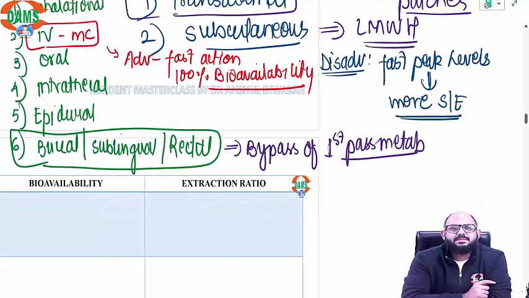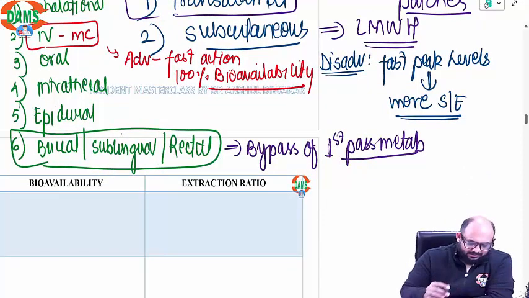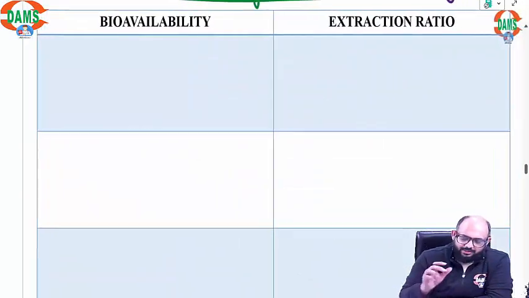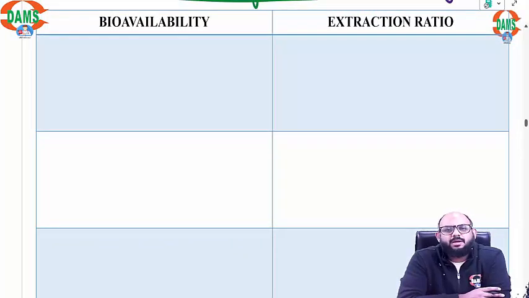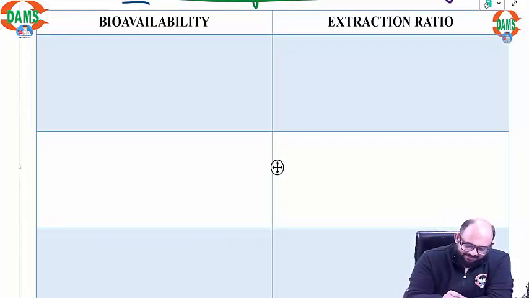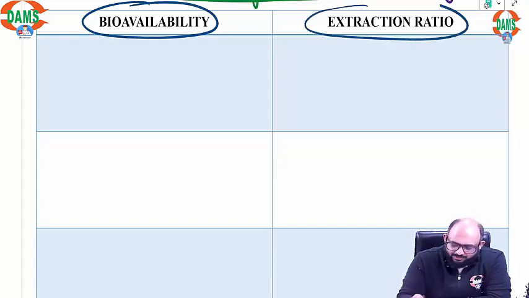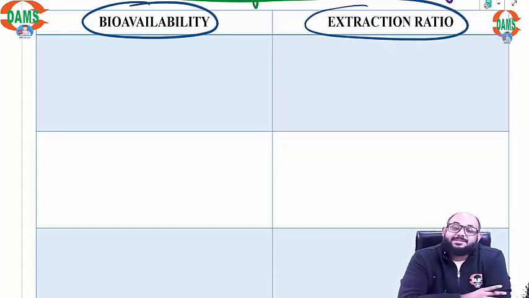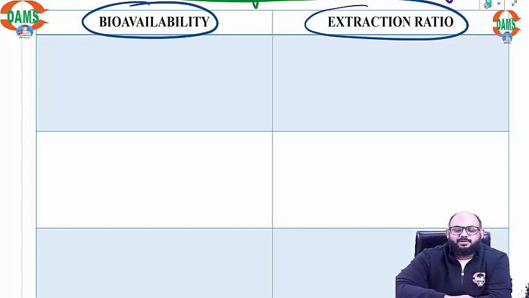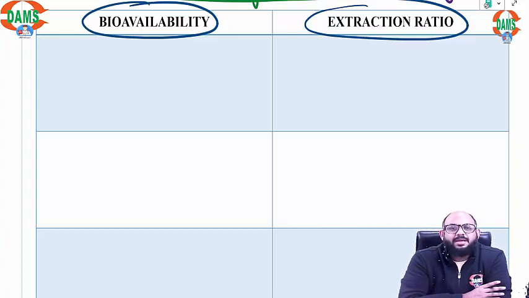Now, what is this bioavailability and extraction ratio? Now, this is not something that they have asked in theory to us, but this is definitely something that they are going to ask you in Viva. This is a very common question, especially bedside. If you have a liver disease patient, then they will always ask you bioavailability, first pass metabolism, extraction ratio.